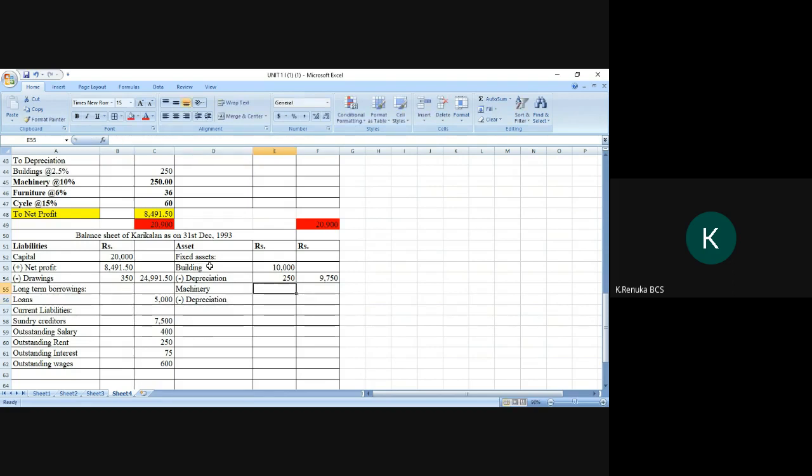So machinery value was 2,500. The depreciation value was 250. So the final value was 2,250, which has to be placed in your outer column.